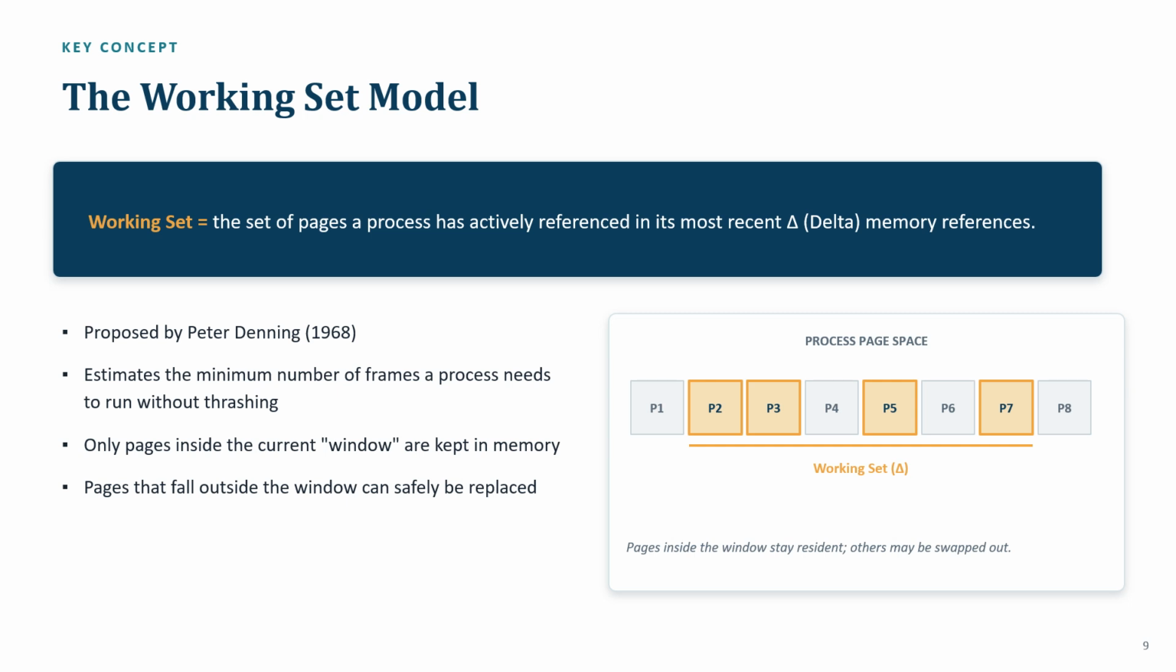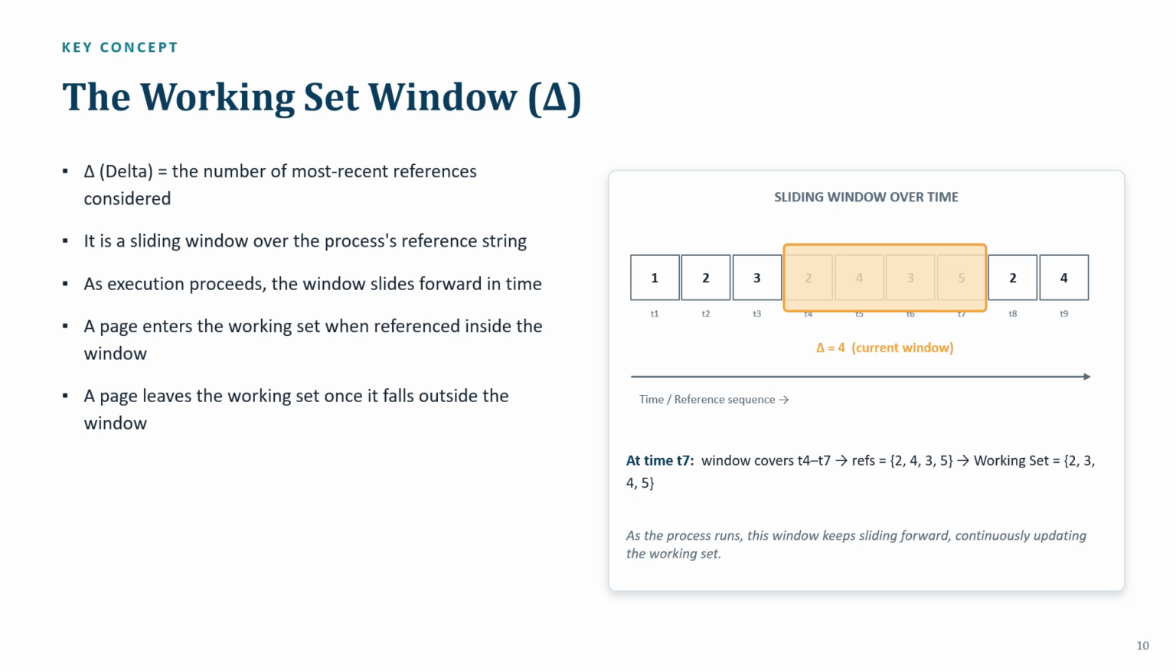Only pages inside the current window are kept in memory. Pages that fall outside the window can safely be replaced, like P1, P4, P6, P8. They can be replaced or swapped easily. Moving further, the working set window, or delta. Delta is the number of most recent references considered. Delta is the count of the most recent memory references we choose to look back at.